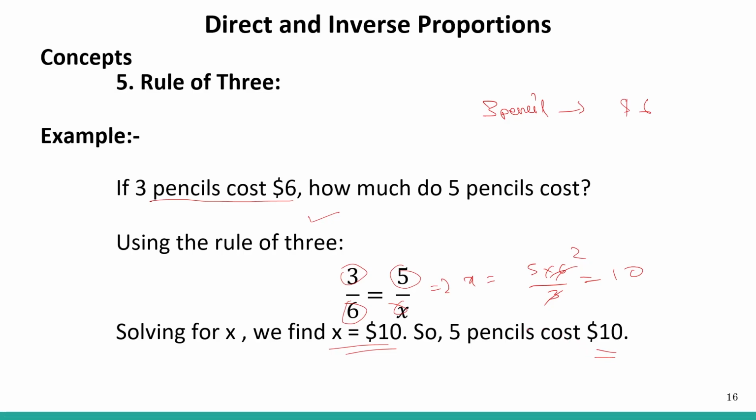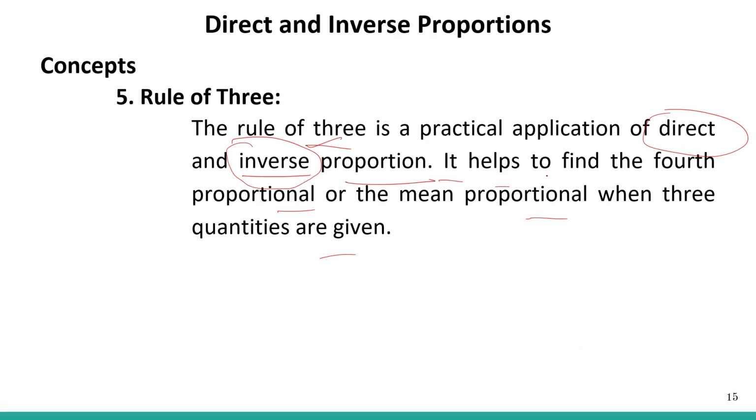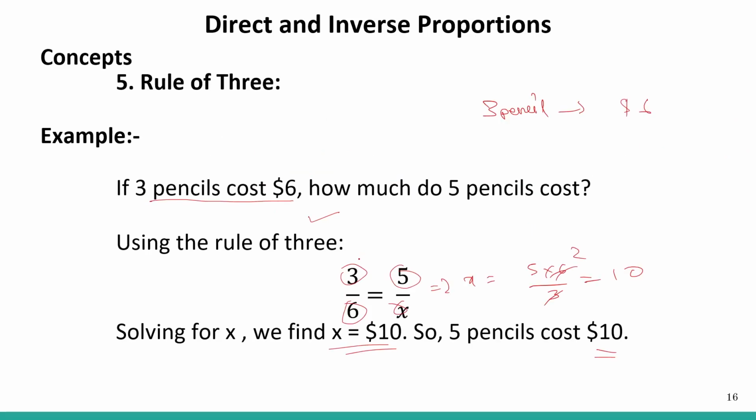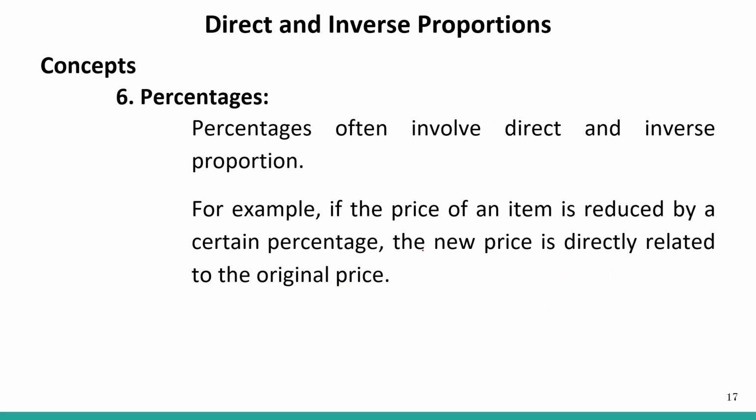So this is what the rule of 3 tells us, that it helps to find out the fourth proportional where 3 quantities are given. Here 3 quantities were given to us and we wanted to calculate the fourth proportion, and that's why we use the rule of 3. So let's see percentages. Percentages are often involved in direct and inverse proportion. For example, if the price of an item is reduced by a certain percentage, then the new price is directly related to the original price.